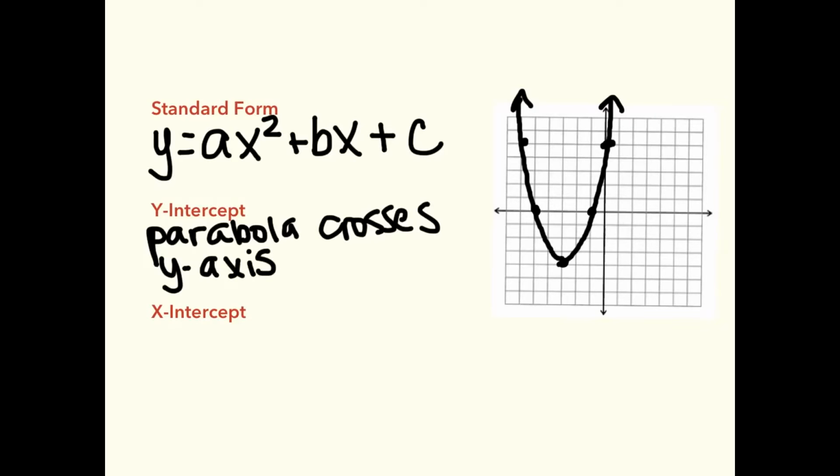Obviously you can find it on your graph, but it's also found by looking at your equation in standard form, and it's your 0, c. It's your c value. So whatever this number is here, that's your y-intercept. You can see over here on this graph that this is your y-intercept right here.